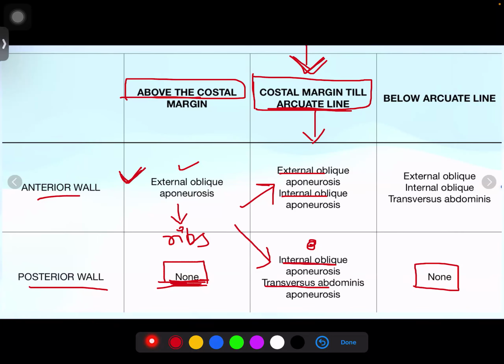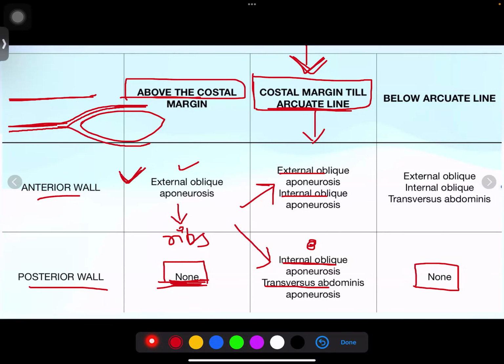Actually the external oblique goes like this to enclose the rectus muscle. And then the internal oblique splits into two ends. One end fuses with the anterior wall, and the second end fuses with the posterior wall. Then the transverse abdominis muscle goes posteriorly. So this is how the aponeurosis is formed by the external oblique, internal oblique, and the transverse abdominis around the rectus abdominis muscle. This point is very important from an exam purpose.